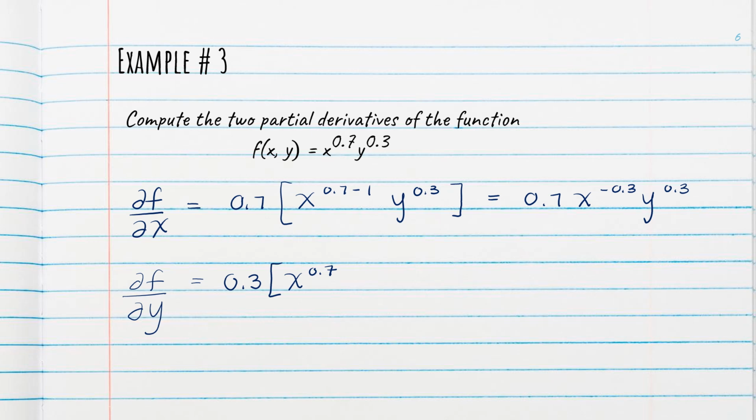And now I have to deal with the rest of that derivative. For y, I have y to the 0.3 minus 1. And then finally, we can simplify. We end up with 0.3, x to the 0.7, y to the 0.3 minus 1, which is negative 0.7.